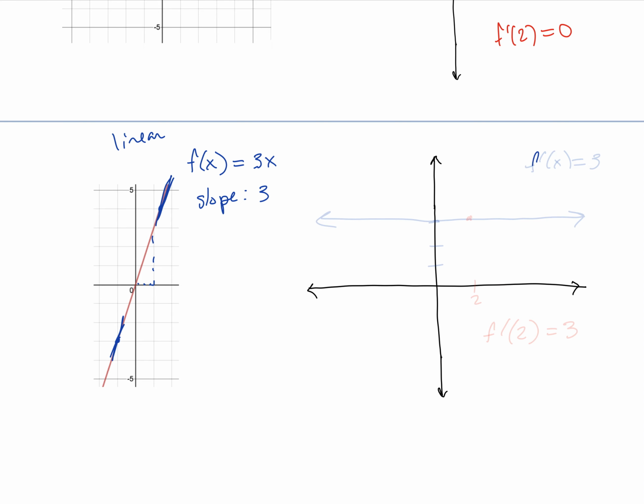And so what does f prime of x look like? Well, it is just the constant function 3. F prime of x is 3 at any value of x. So that is what the graph of the derivative of this linear function looks like. And if we also want to find f prime of 2, the derivative at 2, then that is 3.